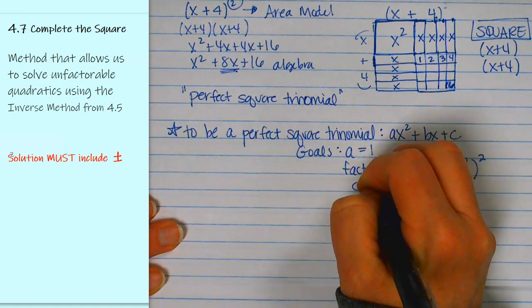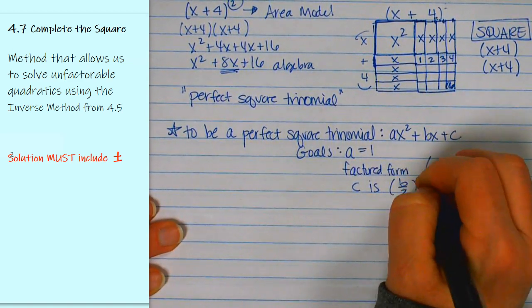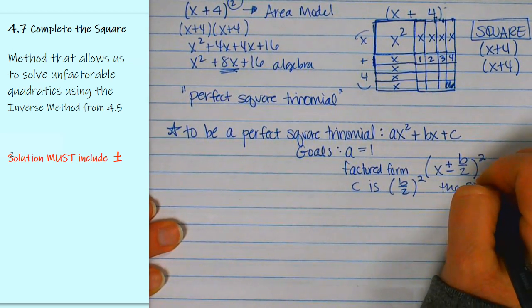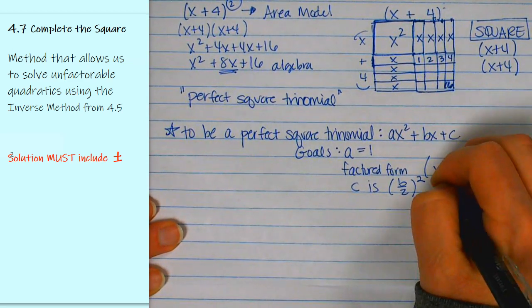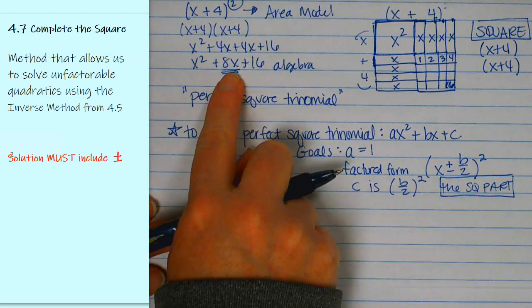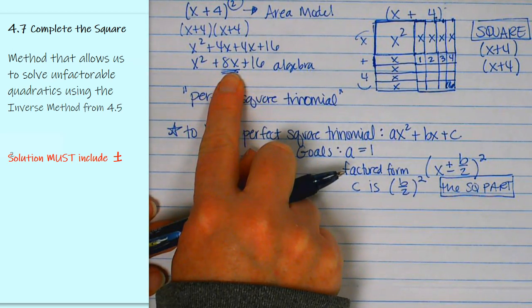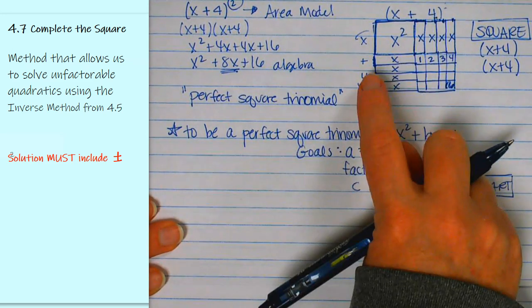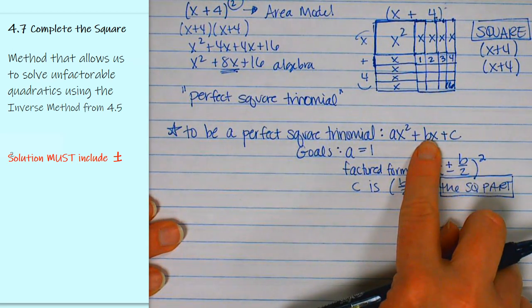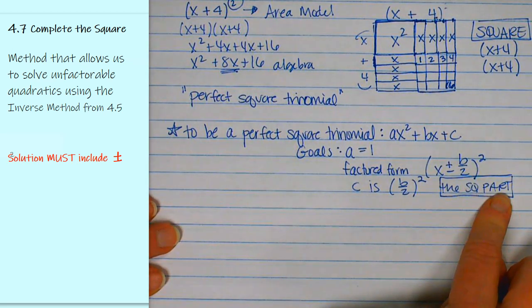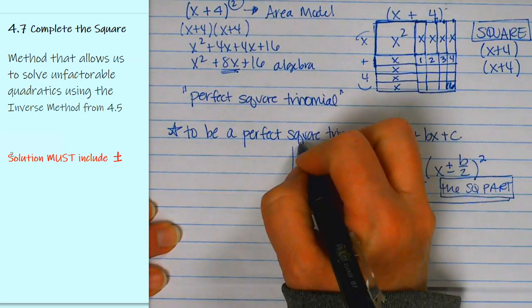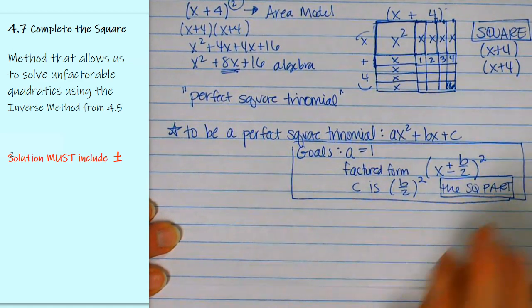Lastly, c is b over 2 squared. This is the square part. Okay? So if you take this 8 and divide it by 2, you get 4. That's these two sides. And 4 times 4 makes 16. So the number in here, you divide by 2, we're going to multiply it out to get 16. Let's do some examples, but I wanted you to have these goals so you can go back and look at it when we're trying to complete the square.